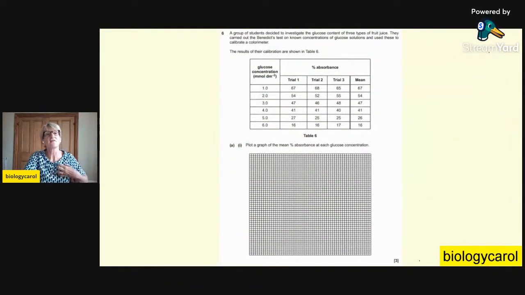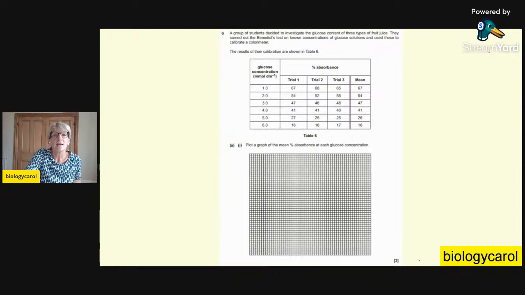Only got a few more minutes left. A group of scientists decided to investigate the glucose content of 3 types of fruit juice. They carried out Benedict's test on known concentrations of glucose and used these to calibrate a colorimeter, not a calorimeter. A calorimeter is completely different, it measures the energy in food. A colorimeter measures the colour. Here are the results of their calibration.